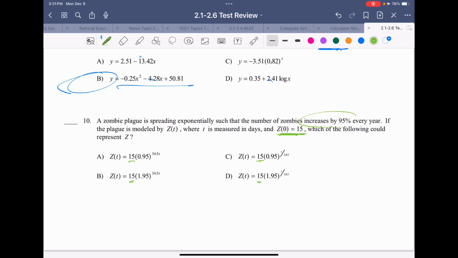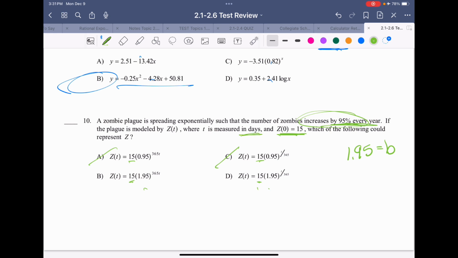If I increase by 95%, that means it's going to be 1.95. That is your B. So that's these two here, so I can cancel those out. Then I've got to decide, am I going to do 365 times t or t divided by 365? So look, this increases every year. So I need my exponent to represent a year. But I'm measuring in days.